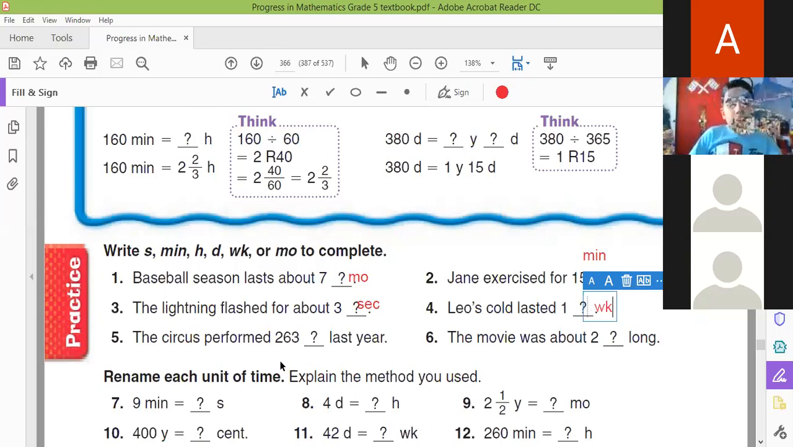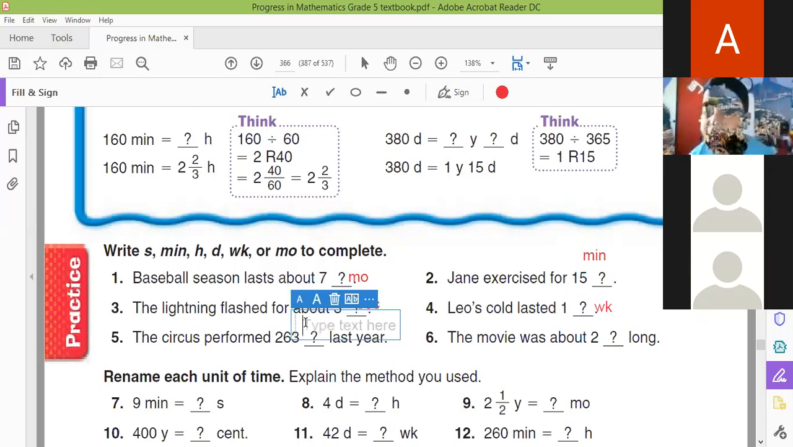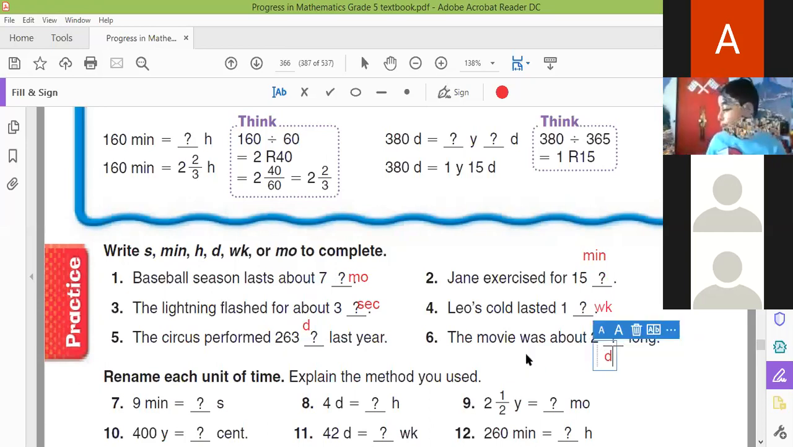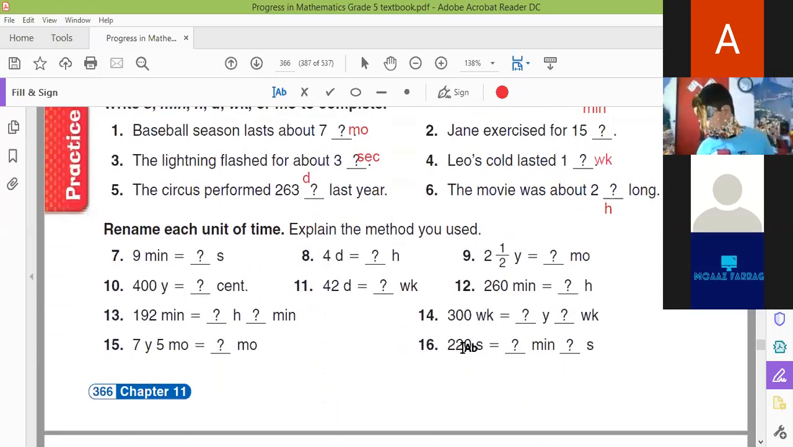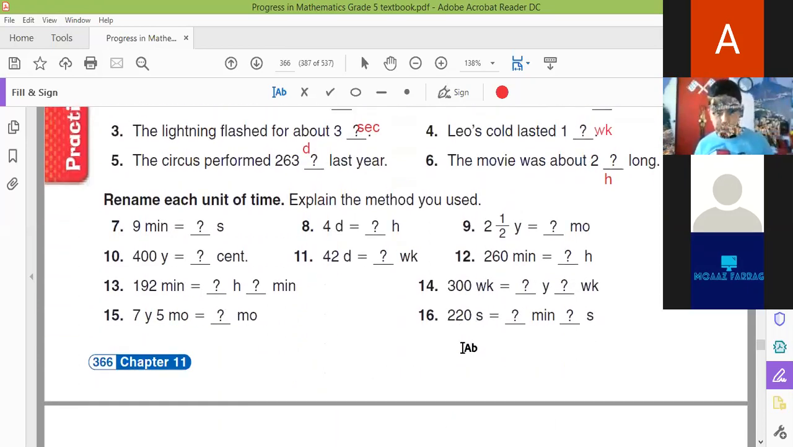Teacher, you missed a number. The circus performed 263 days last year. D means days. The movie was about 2 hours long. 2 hours.